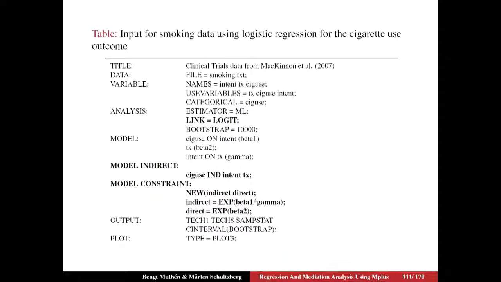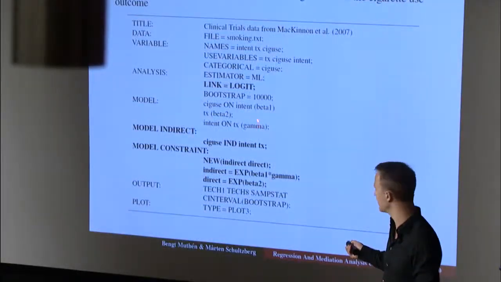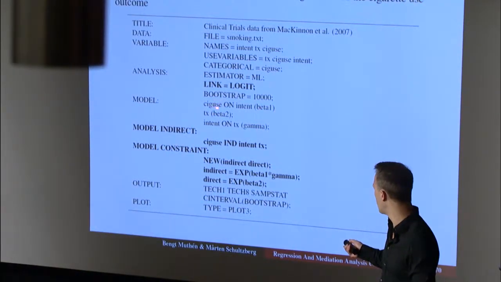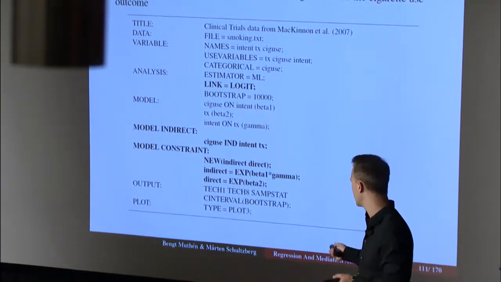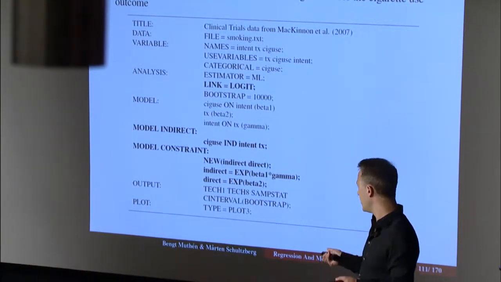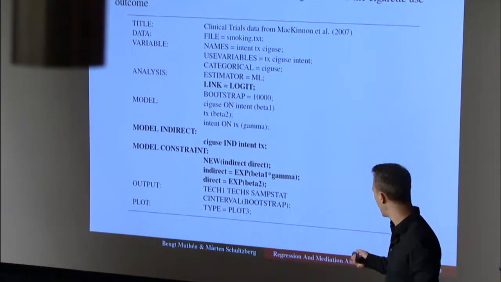So the way we do it is that in the model command, we give the slopes labels, like we talked about in the first example. So we say that the slope of siguse on intent should be named beta 1, on TX should be named beta 2, and then the intent on the treatment should be given the slope gamma. And then in the model constraint, we can call these, since we have these labels on them.